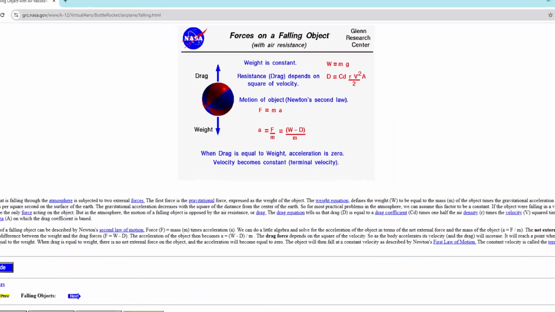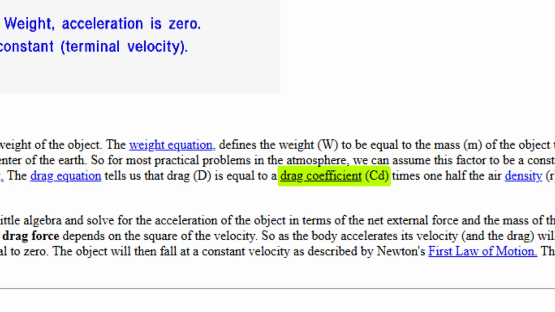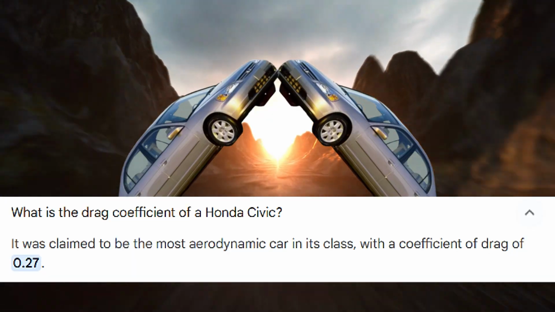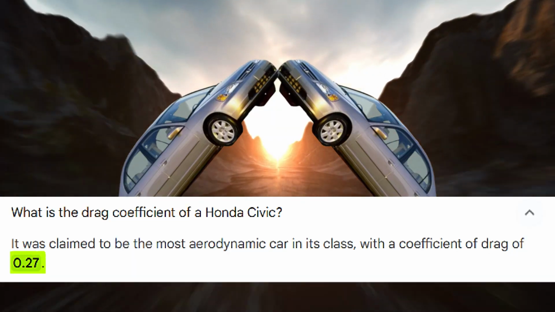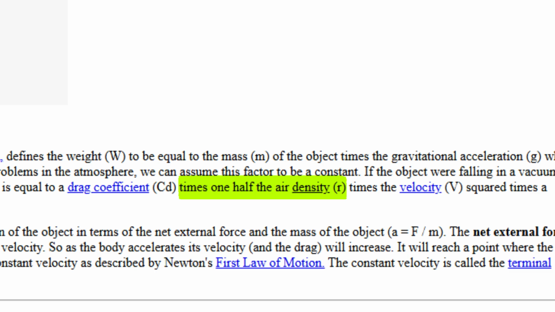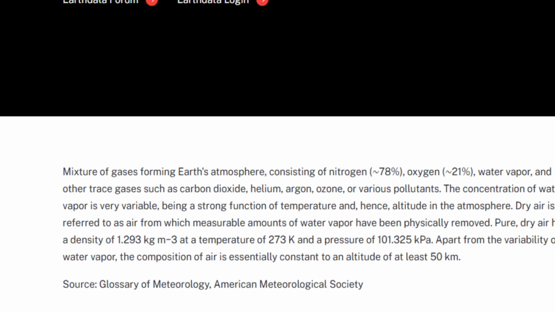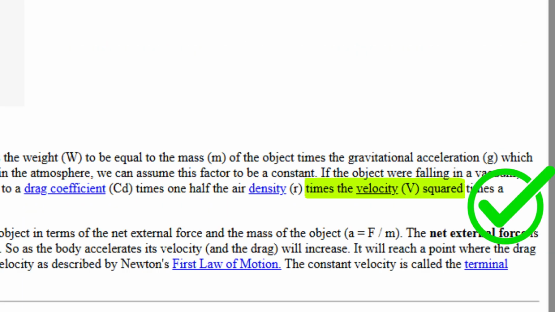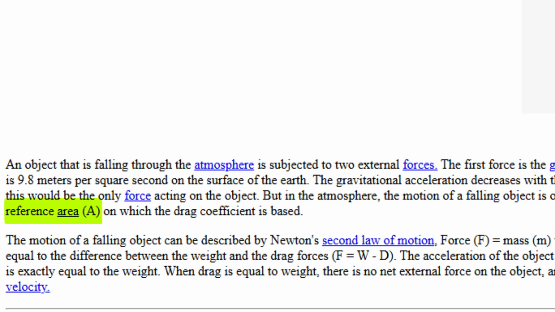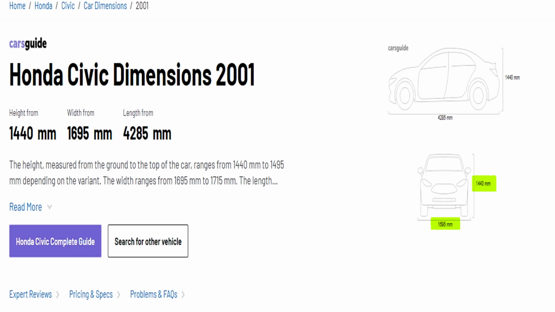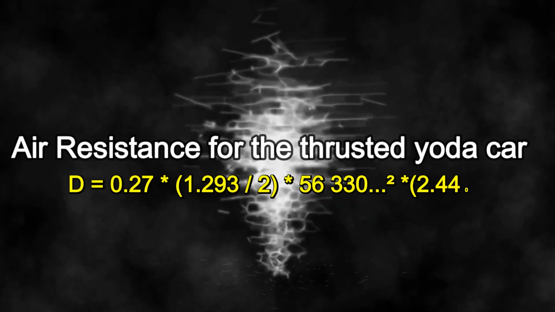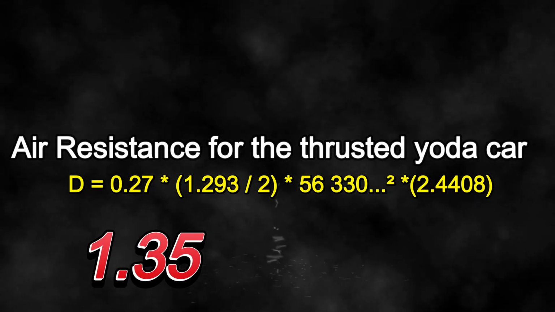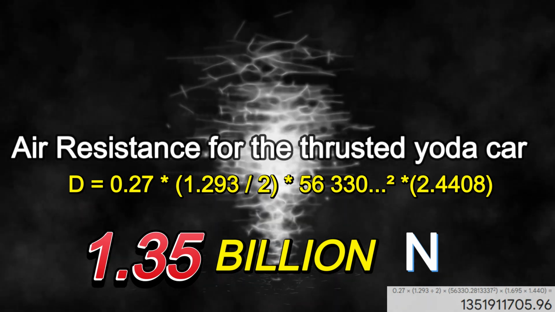So the data we need is: 1. The drag coefficient. The drag coefficient for a Honda Civic is around 0.27, times half of the air density. On another NASA page we found the air density under certain circumstances, times the velocity squared, times the reference area. The reference area for a Honda Civic is 1.795 times 1.440. And that's it. We put in the numbers and we get 1.35 billion Newton. Now we have the air resistance.